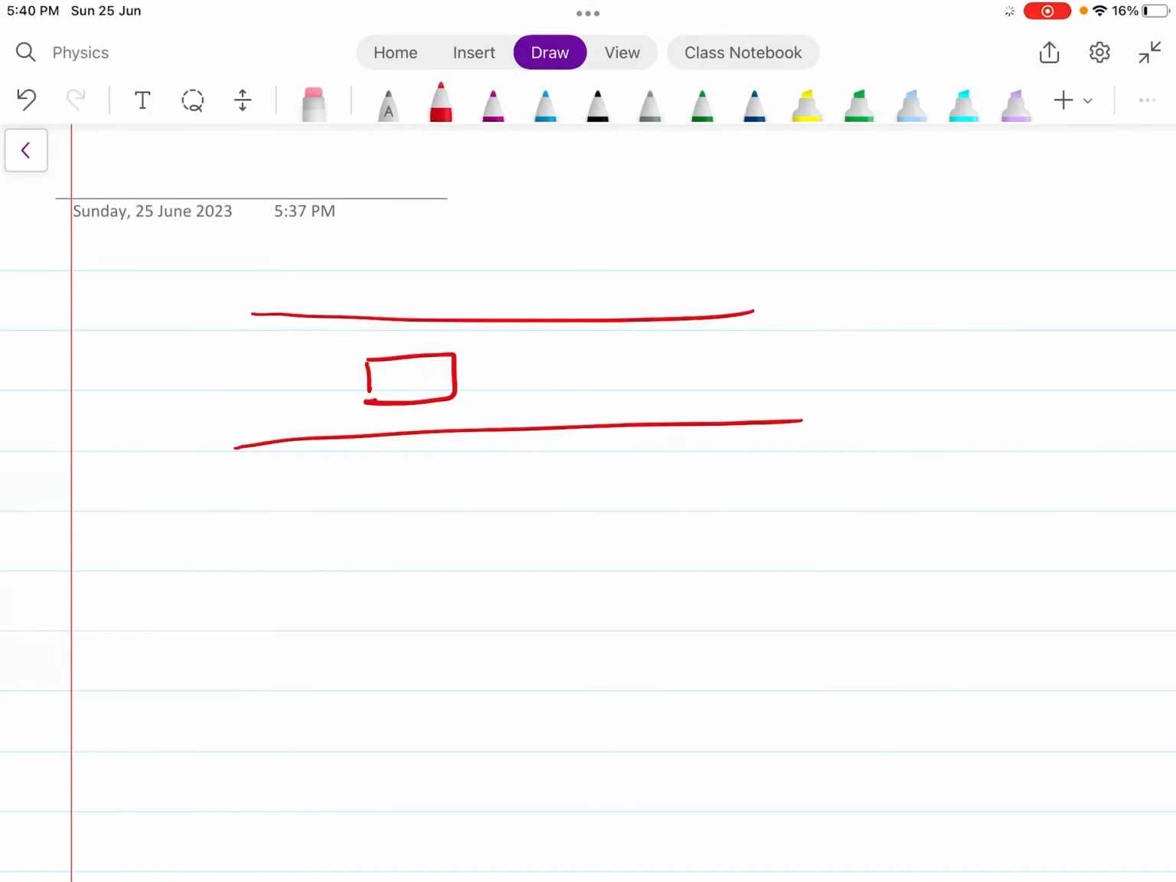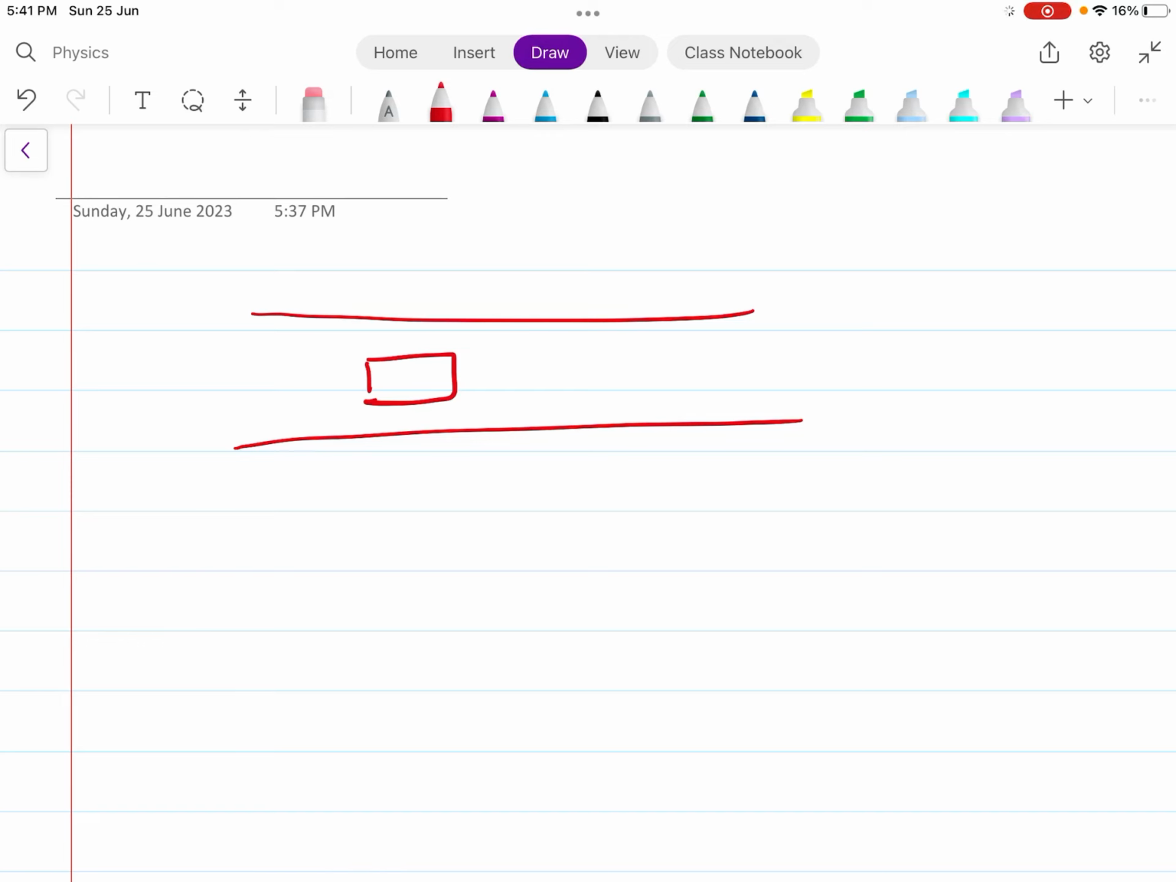Okay, so let's go through this question. This man can row at a speed of 6 km per hour in still water. He rowed 12 km upstream and back again in 6 hours 12 minutes. Let the speed of the current be x km per hour. Write down the speed of the boat upstream in terms of x.